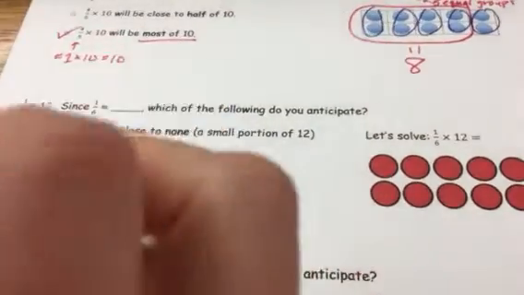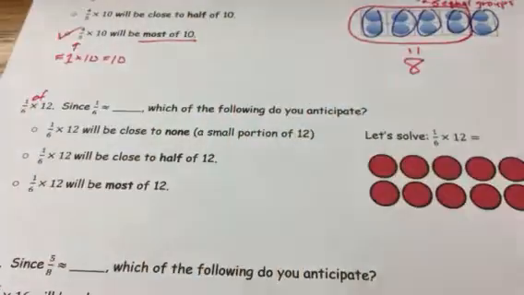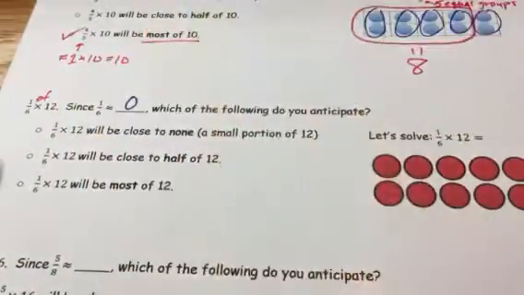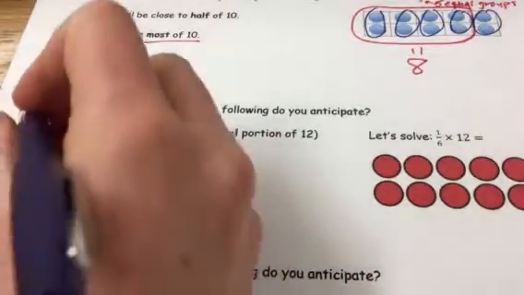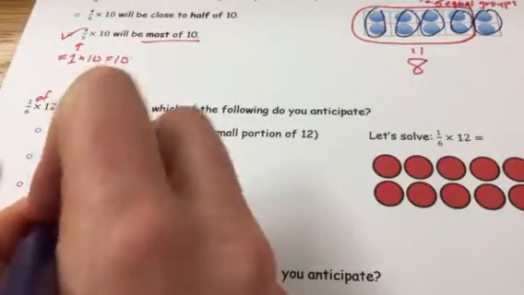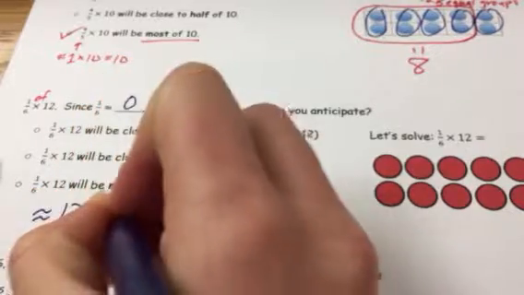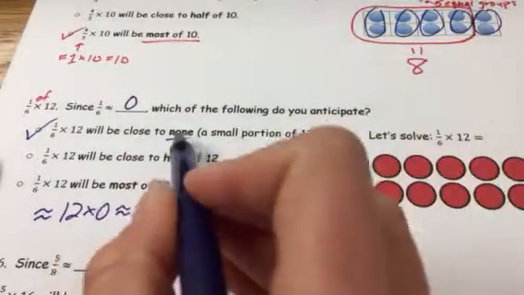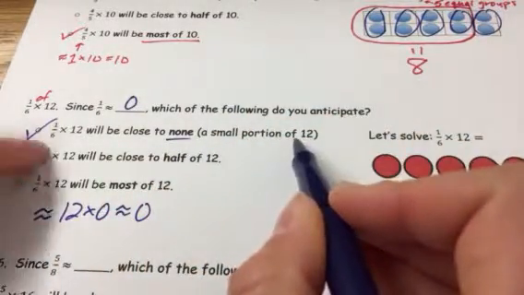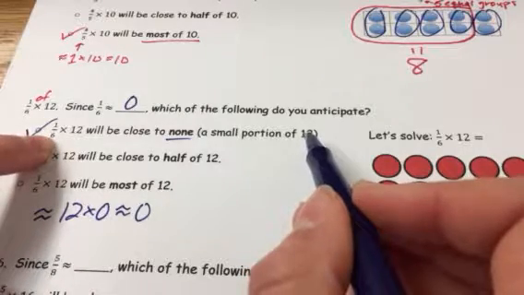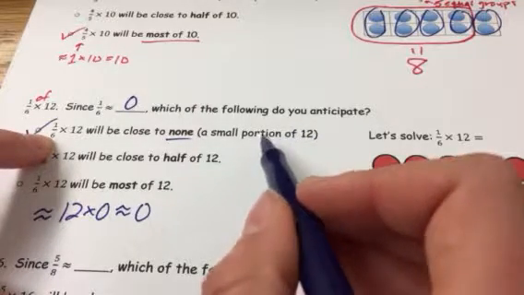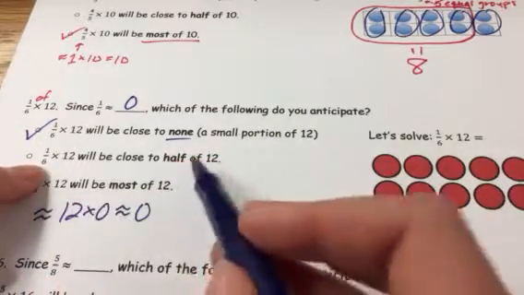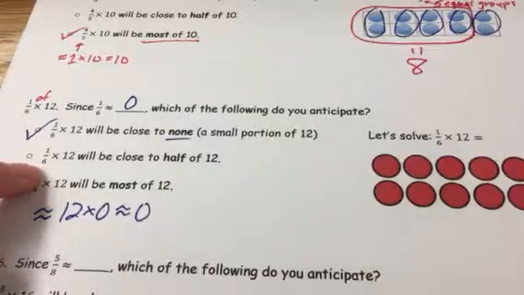1/6 of 12. 1/6 times 12. Since 1/6 is really, really close to 0, I'm anticipating that this product will be approximately 12 times 0, which should be close to 0. So I'm going to say I think this is going to be close to none of 12. It will be a very small portion of 12. It'll be something, because 1/6 is equal to something. It's a small portion, but it's not much at all. It won't be close to half. If my fraction was closer to half, then we would have half of 12. Let's solve and see what 1/6 of 12 is.